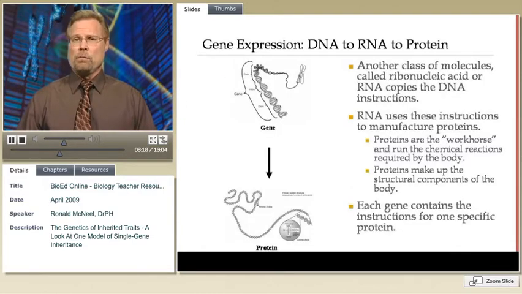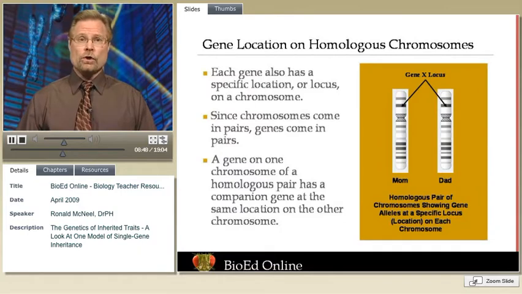There is another class of molecules, ribonucleic acid or RNA, that copies the DNA instructions of a gene and uses it to manufacture the proteins for our body. Proteins run the chemical reactions required by the body and are also part of the structural components of the body. Each gene contains the instructions for one specific protein. Each gene also has a specific location, or locus, on a chromosome.